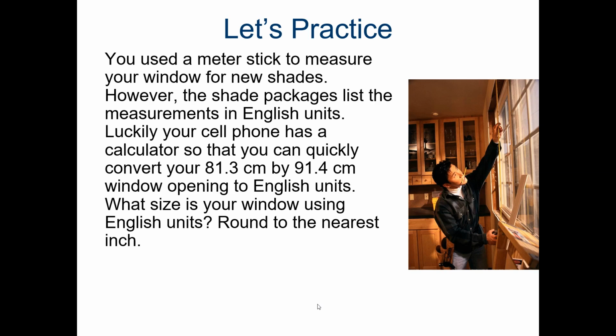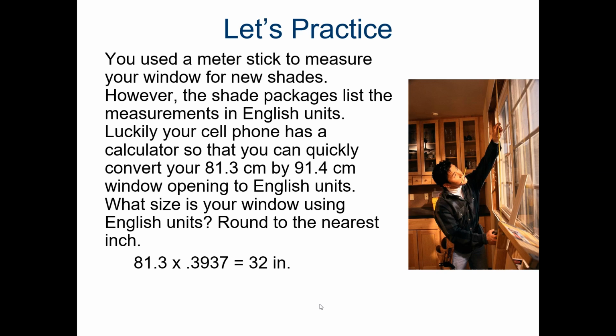So let's practice this. You used a meter stick to measure your window for new shades. However, the shade packages list the measurements in English units. Luckily, your cell phone has a calculator so you can quickly convert your 81.3 centimeters by 91.4 centimeter window opening to English units. What size is your window using English units? Round to the nearest inch.